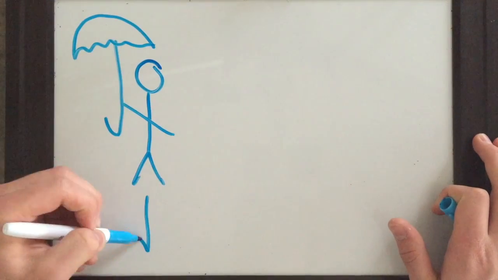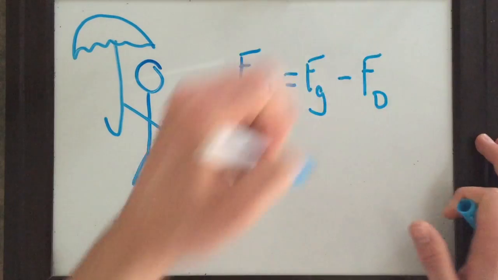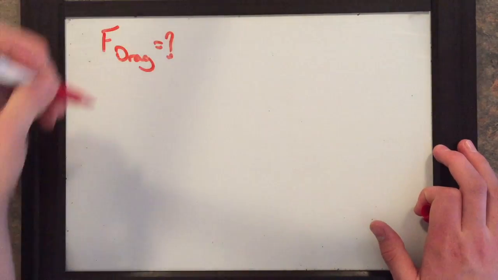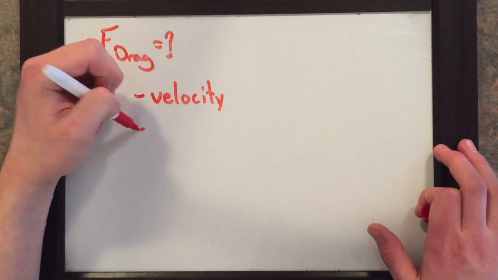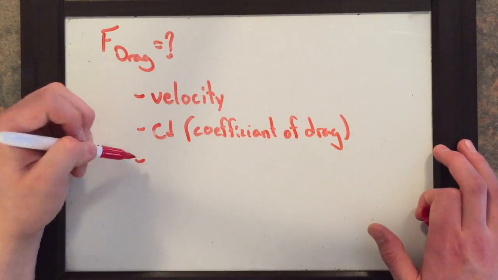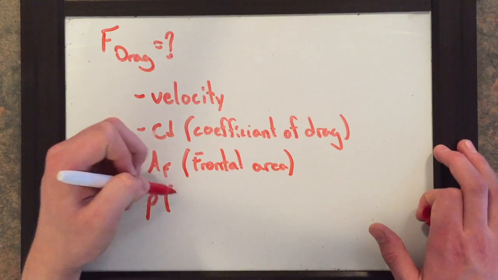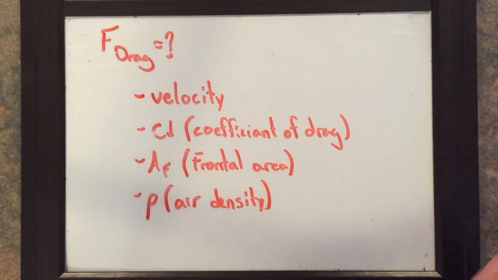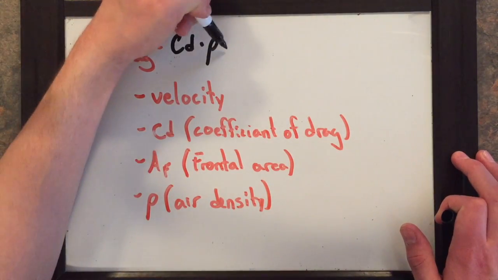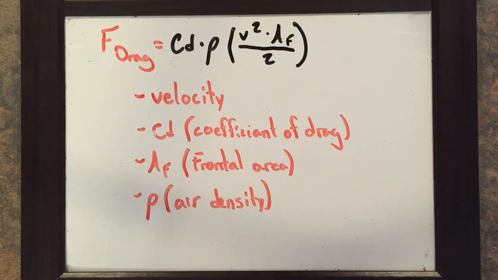Now, assuming that she is falling in a positive direction, we can give her an F-net equation of Fg minus Fd. So how do you find the force of drag? Well, there are several different variables that go into this equation, such as the velocity, Cd, which is the coefficient of drag, AF, which is the frontal area, and the air density, which in the equation is known as the Greek letter rho. So how do you put these into an equation? Well, it's Cd times rho times V squared times AF all over 2.